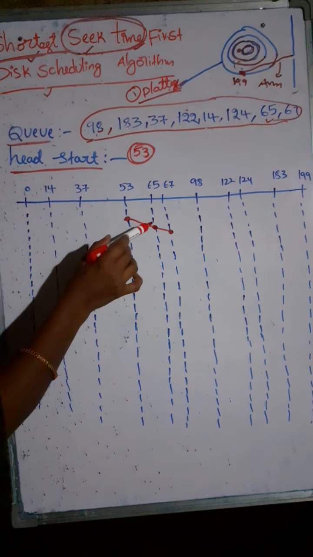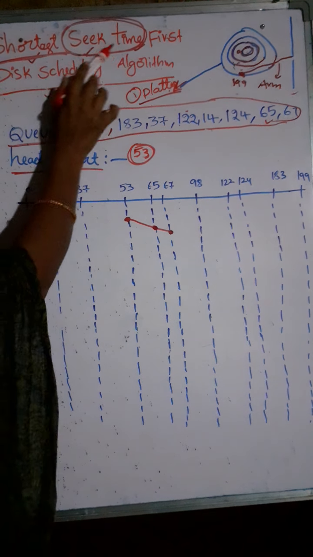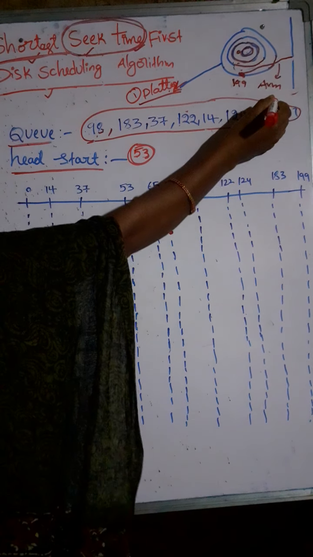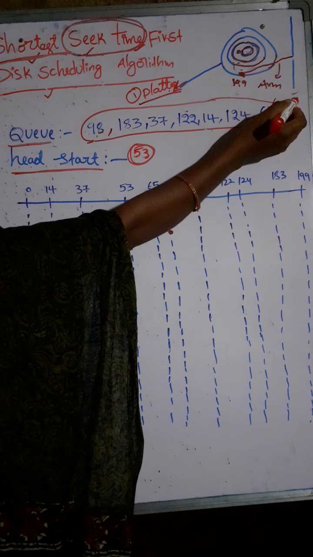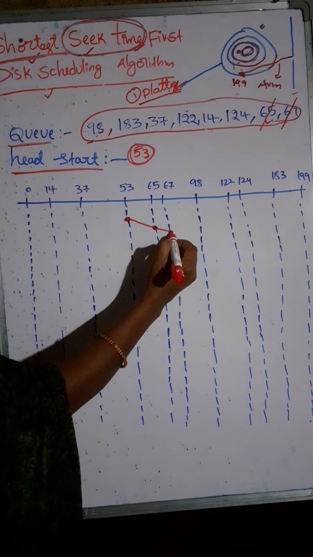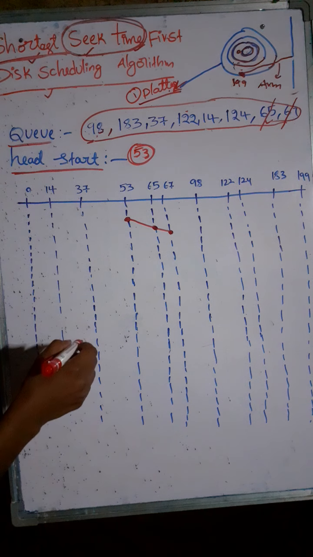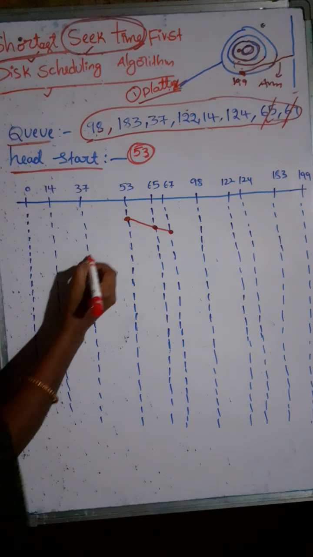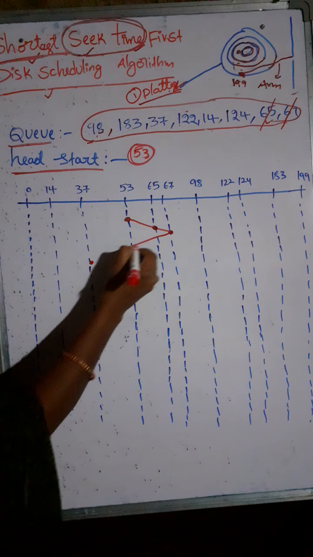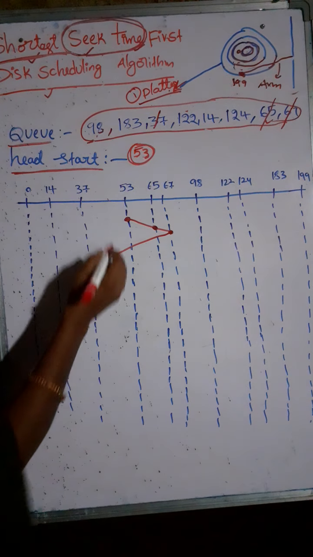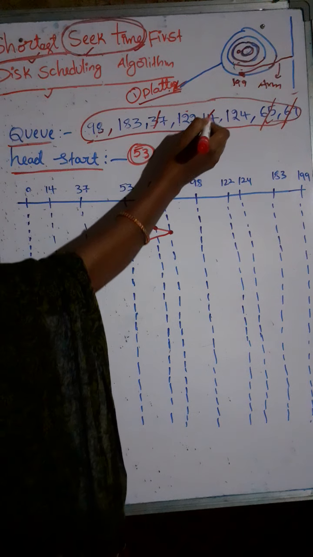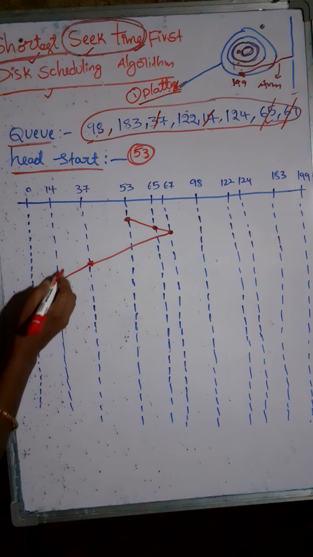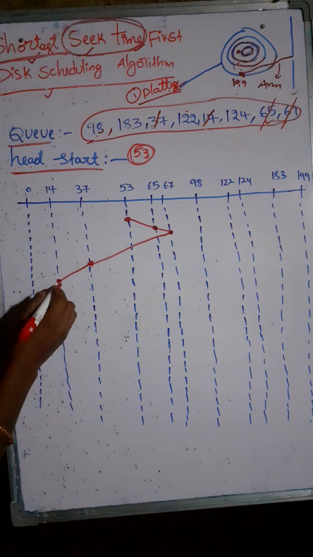After 65, which has the shortest seek time? 67. So among all the other requests, now that 65 is finished, 67 will be served next. After 67, which one requires the shortest seek time? 37. So from 67 we move to 37. From 37, which one requires the shortest seek time? 14. That means it takes less seek time to reach 14, so the next request to be served is 14.